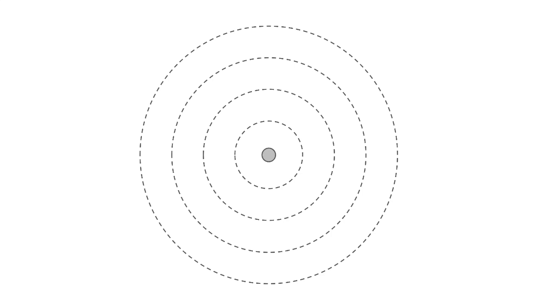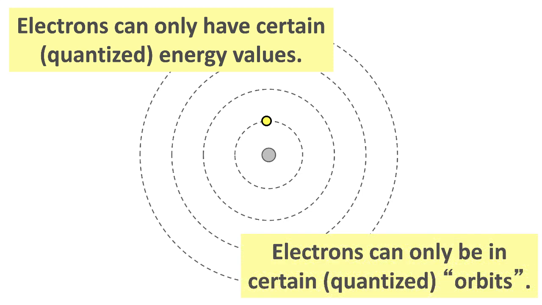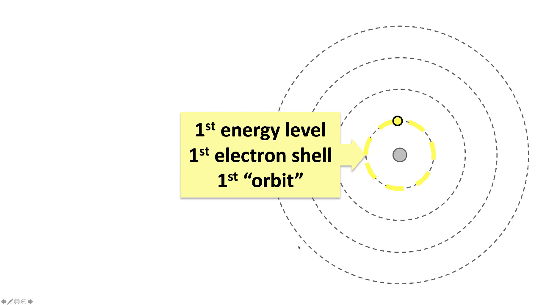And his theory is as follows. He envisioned the hydrogen atom as a nucleus surrounded by electron orbits. So here's an electron in the first orbit or first shell. And he postulated that the electrons could only have certain specific quantized energy levels or energy values. And that's because the electrons could only be in certain quantized, very specific orbits. The electron could be in the first energy level, or the first electron shell, if you prefer to call it that, or the first orbit.